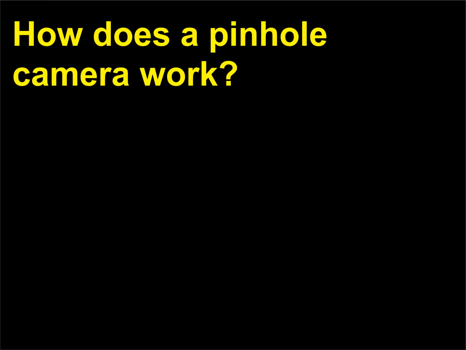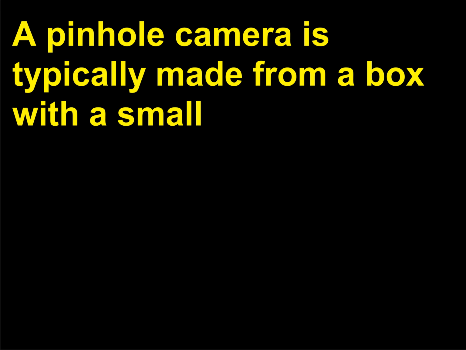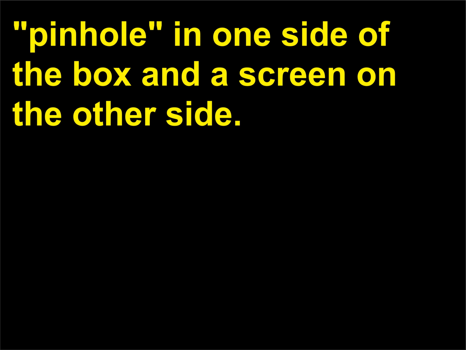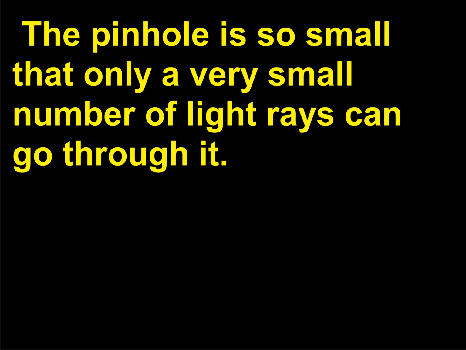How does a pinhole camera work? A pinhole camera is typically made from a box with a small pinhole in one side of the box and a screen on the other side. The pinhole is so small that only a very small number of light rays can go through it.